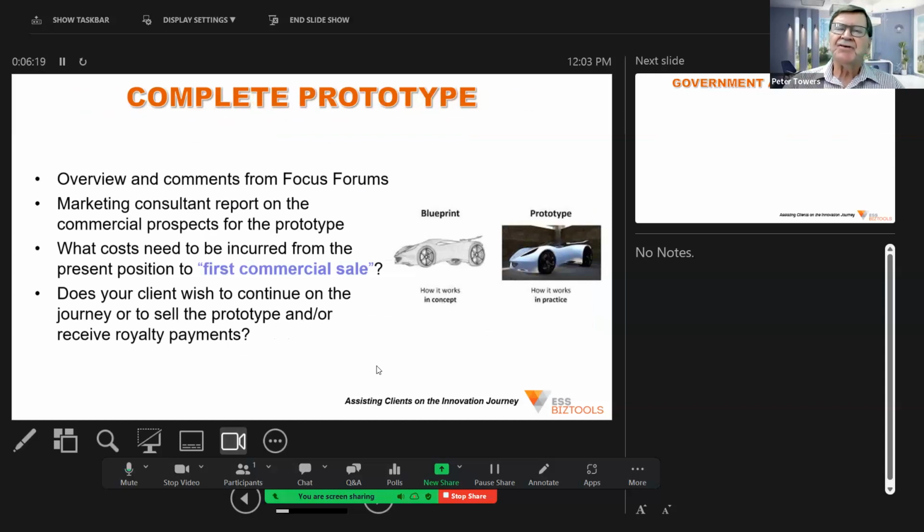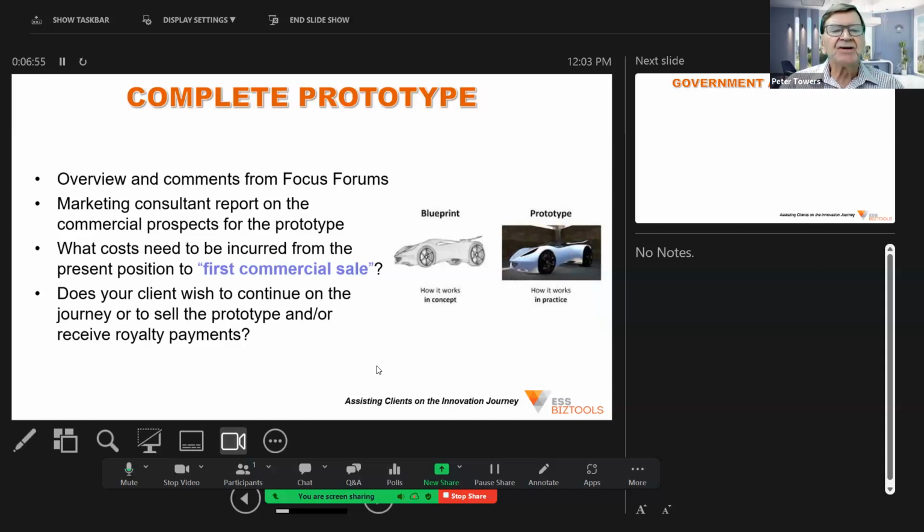The prototype needs to be completed. That's what's been started in the research and development phase. It's a good idea to make sure that your client's getting input from focus groups, focus forums, especially once they have a provisional patent, because they've got protection during that 12 months. So they can get some feedback from customers, other business people, and perhaps make some changes, but make sure you stress to the client that it's important that they continue to communicate with their patent attorney.